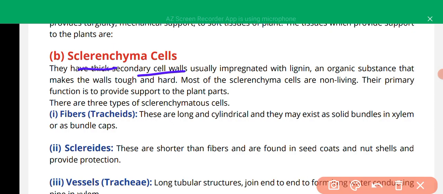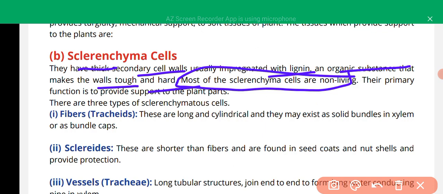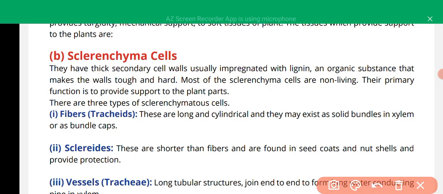If we look at the detail of sclerenchyma cells, they are thick. They have secondary cell walls impregnated with lignin, an organic substance that makes the walls tough and hard. You know that it is very hard. It is used to support the adult plants. Most of the sclerenchyma cells are non-living. It is very important information. Most of the sclerenchyma cells are non-living. Their primary function is support to the plant, actually in adult plants, because of the secondary cell walls.